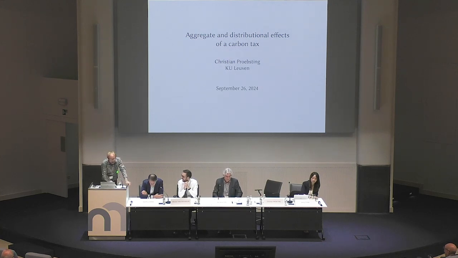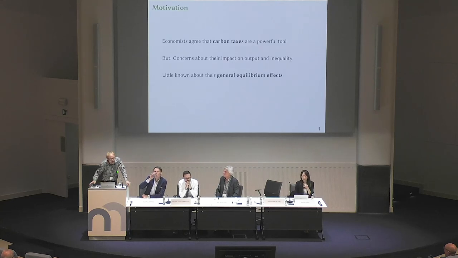I'm looking at the aggregate and distributional effects of a carbon tax. Economists widely agree that a carbon tax is one of the most efficient tools to reduce emissions. But ambitious carbon pricing reforms are relatively rare, and that's partly due to the fact that people are concerned about its effect on economic output and on inequality.